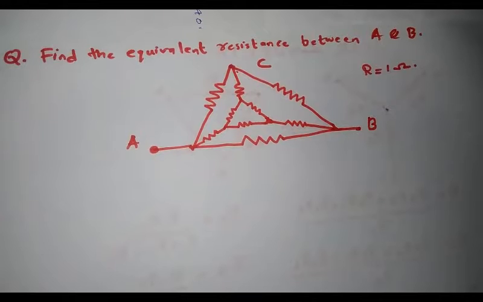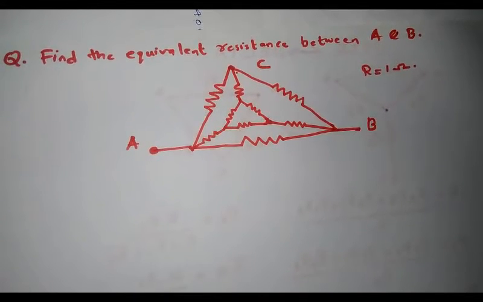This is an important problem related to star-delta conversion. This is a simple problem, and by understanding this problem clearly, we can do almost all star-delta conversions. Here the question is to find the equivalent resistance between A and B. Three terminals are shown, A, B and C, and we have to find the equivalent resistance between A and B.